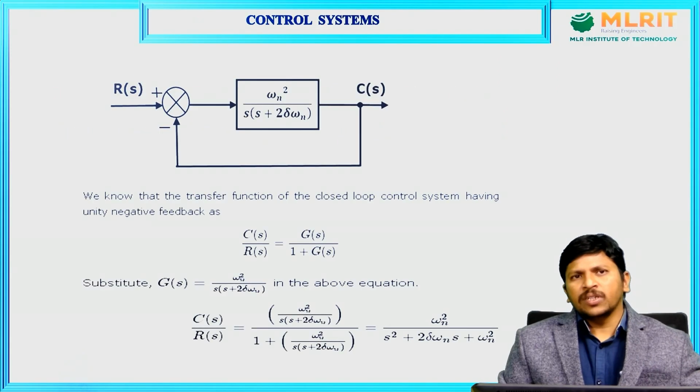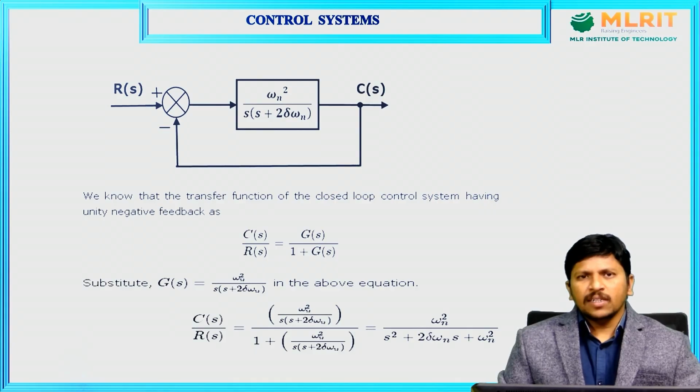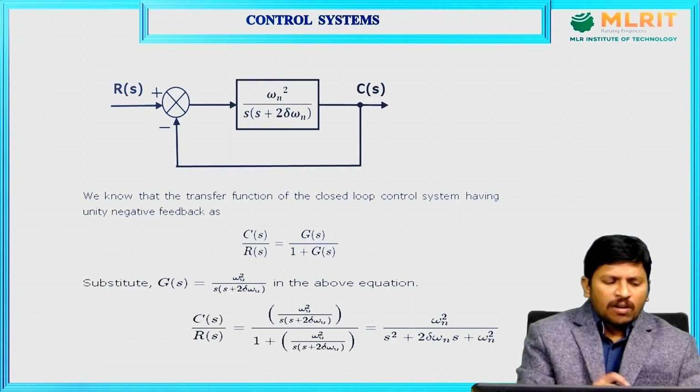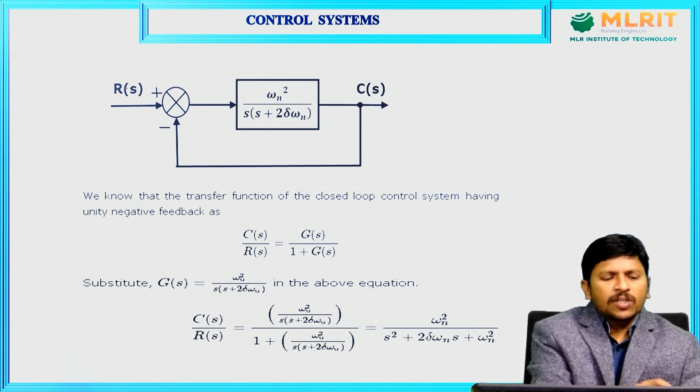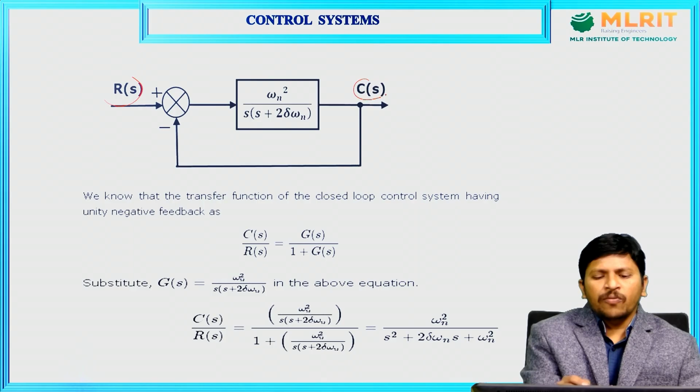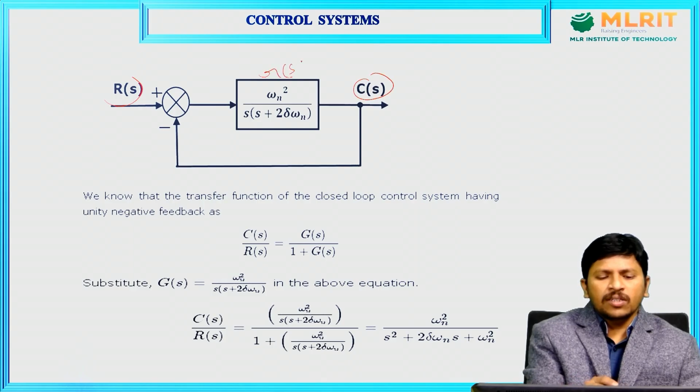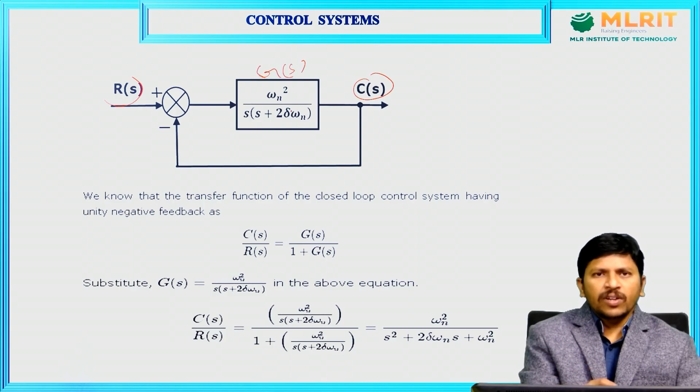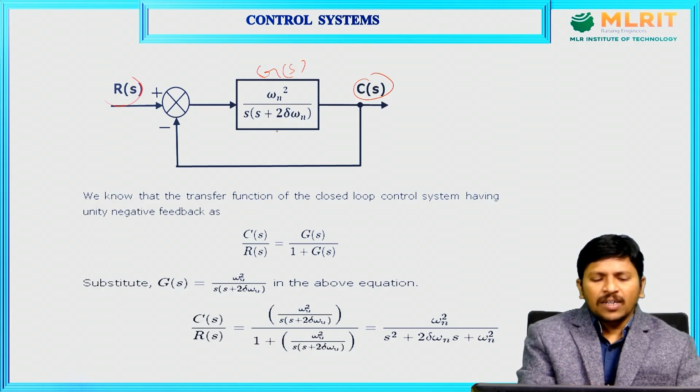Next, I am going to consider a closed loop transfer function with unity negative feedback control system, that is the second order closed loop system. Observe in this circuit, the input is R of S and output is C of S. G of S is equal to omega n square divided by S into S plus 2 zeta omega n. That means this is a second order system. In the denominator, the maximum power of S is the order of that system.